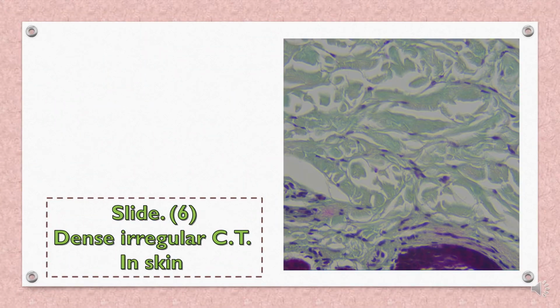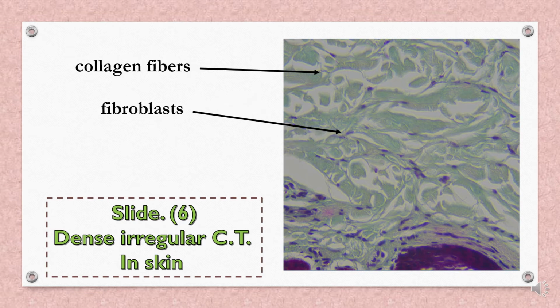هذا بتكبير dense irregular connective tissue in skin. أيضا نلاحظ هذه الكولاجين fibers that found in bundles in different directions. These are fibroblasts which are found between the collagen fibers in the matrix. This is matrix or ground substance, which is found in small amounts in dense irregular connective tissue.